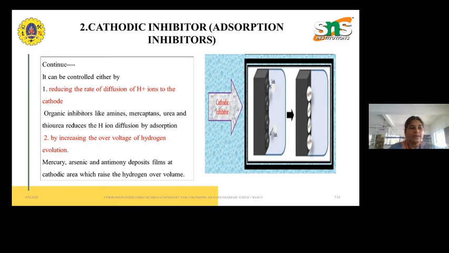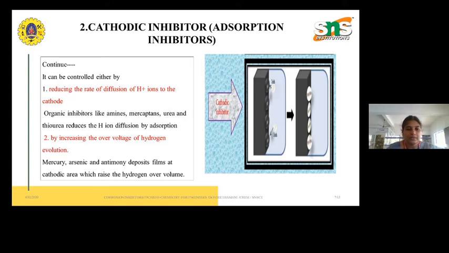Once more, I will repeat: in electrochemical reactions, the cathode reactions are of two types, depending on the environment. One is acidic medium, another one is basic medium. If the medium is acidic, hydrogen gas evolves. This kind of corrosion can be controlled by reducing the rate of diffusion of H plus ions to the cathode, or increasing the overvoltage of hydrogen evolution.